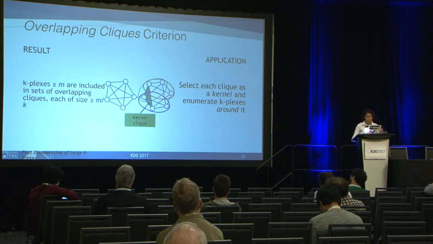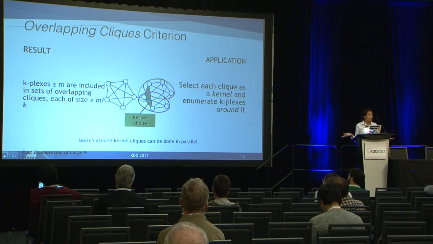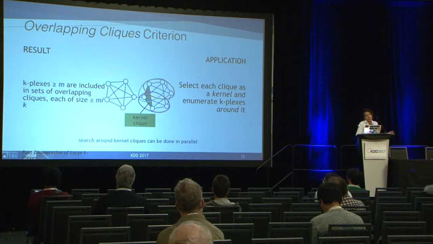Okay, we'll see the algorithm. So for instance, if we look at the kernel clique, we will process only the circled nodes around. That, of course, can be done in parallel, because those graphs can be processed in parallel, and every clique and every kernel can be processed separately and very efficiently.